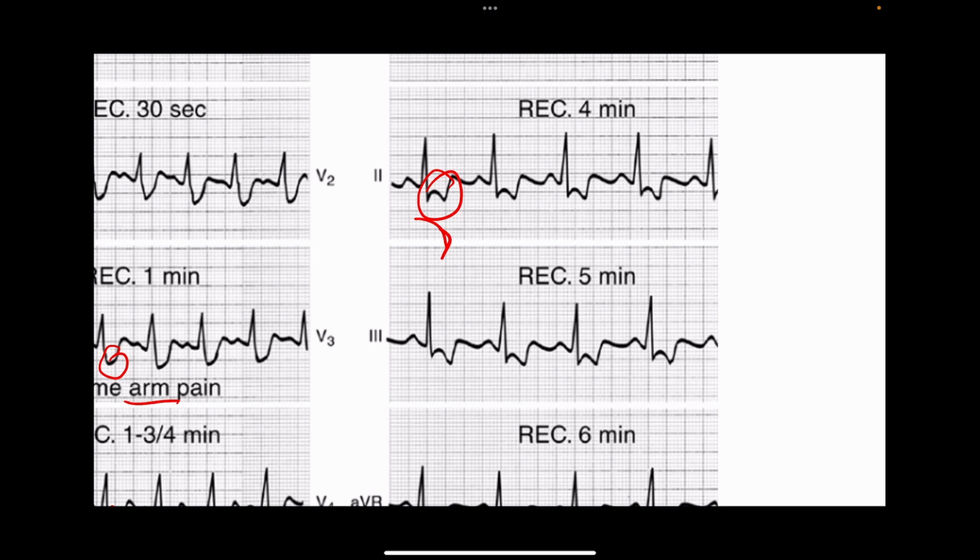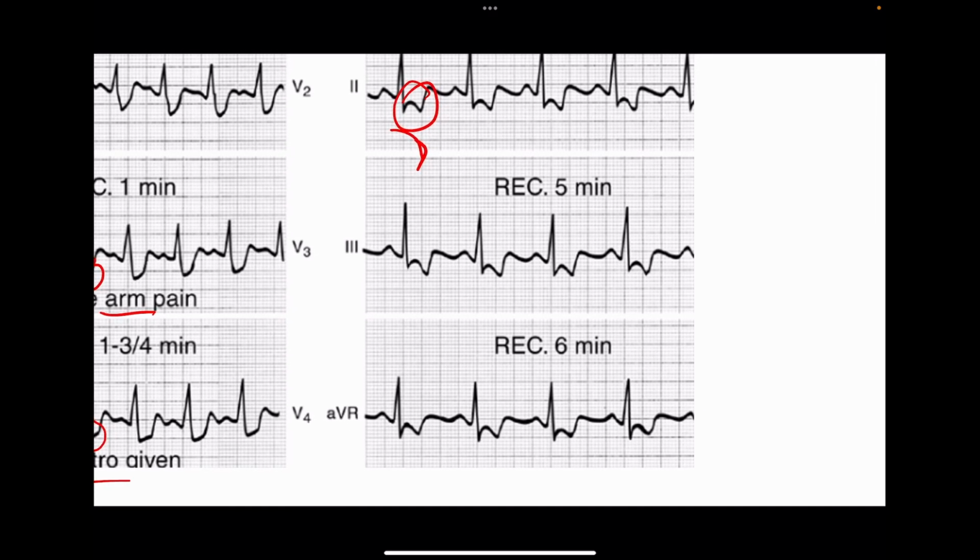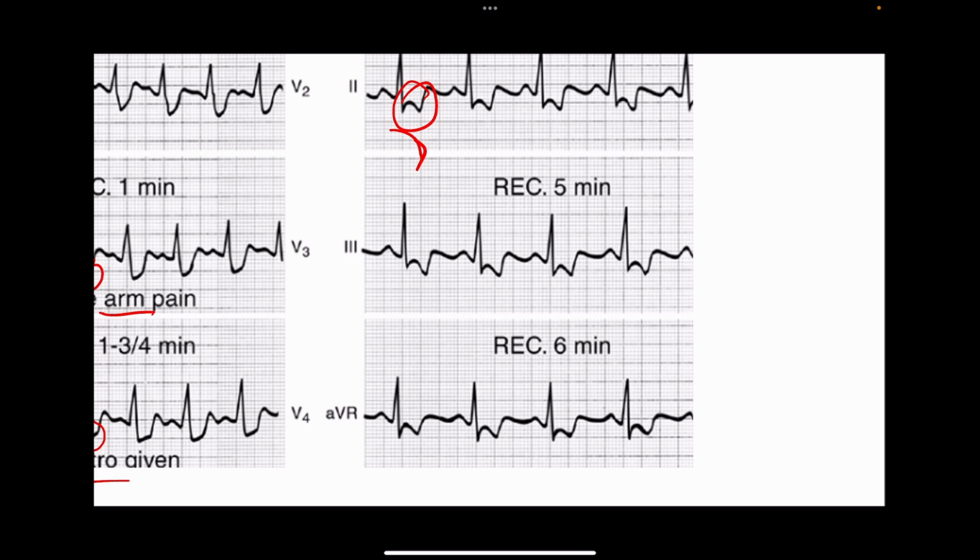So this is an example of what can happen with a stress test. You can see the ST segment changes. First it was upsloping, that's okay. Then they started getting some chest pain, and that turned into full-on ischemia.